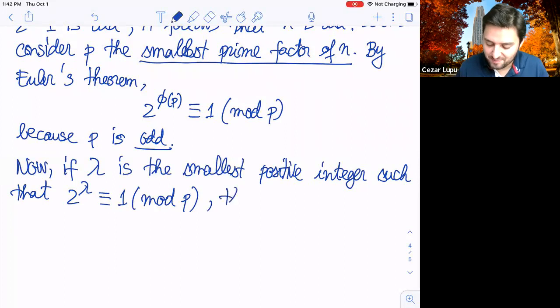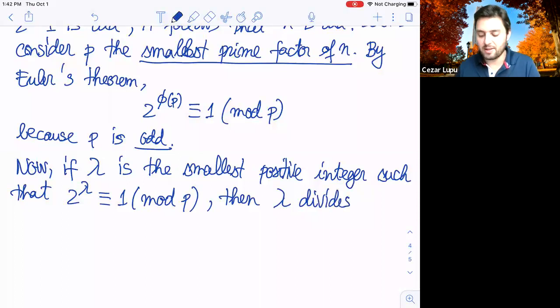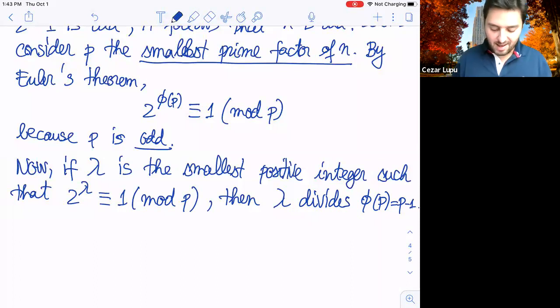Then it follows that lambda divides, well, it will divide phi of p, but phi of p can be computed. I gave you a formula for how to compute phi of n, but if you replace n by a prime number, phi of p, the Euler's totient function, it follows that phi of p is p minus 1.